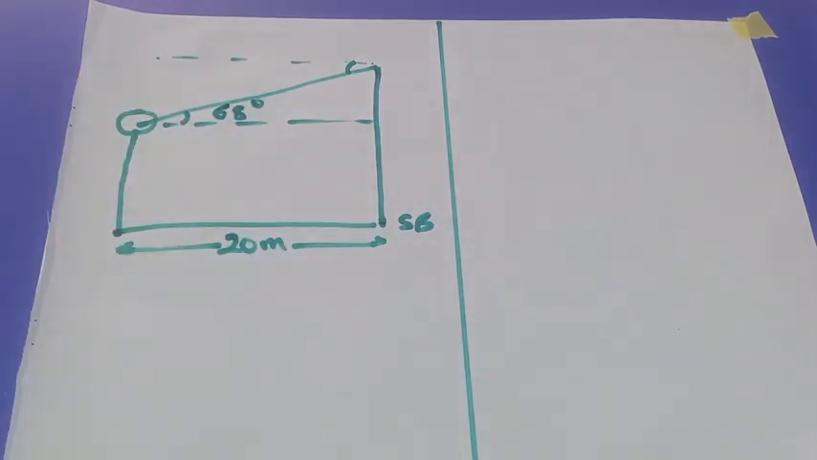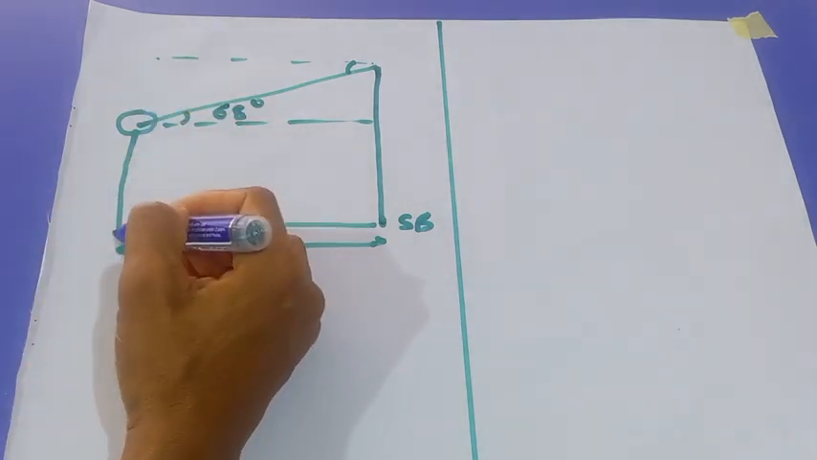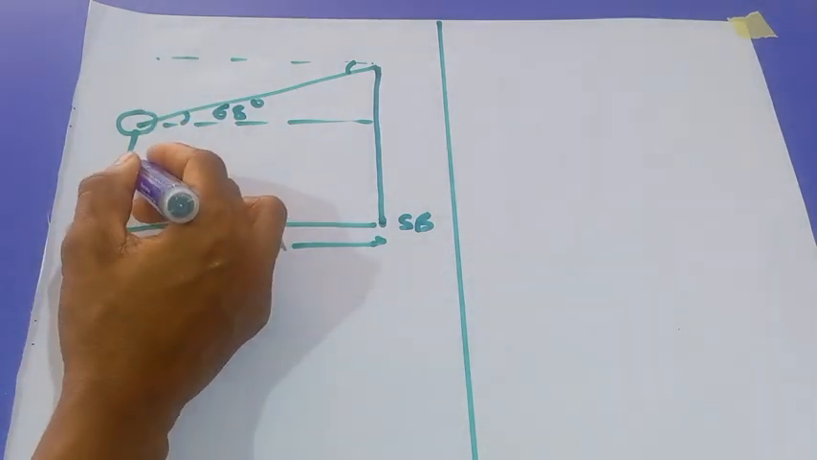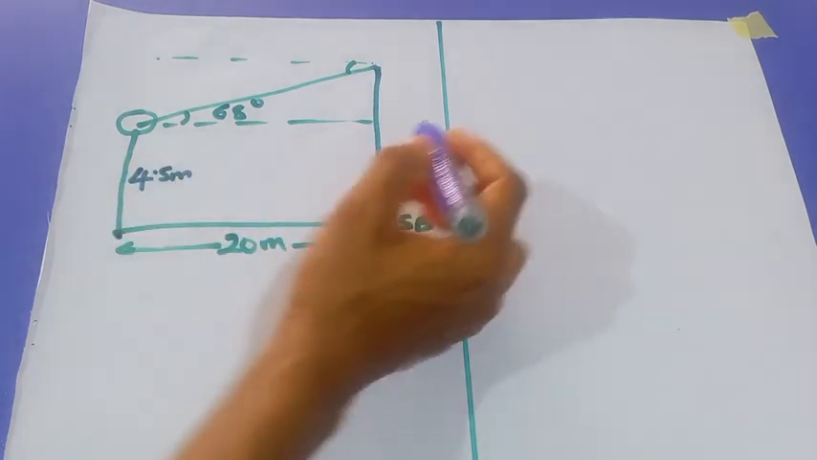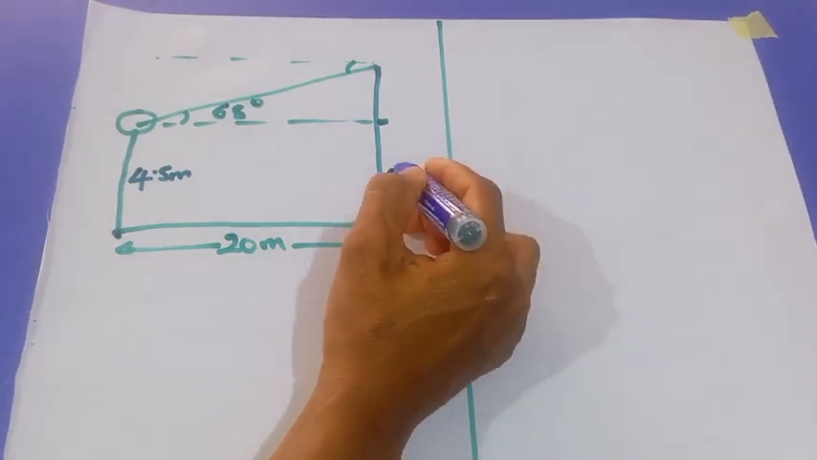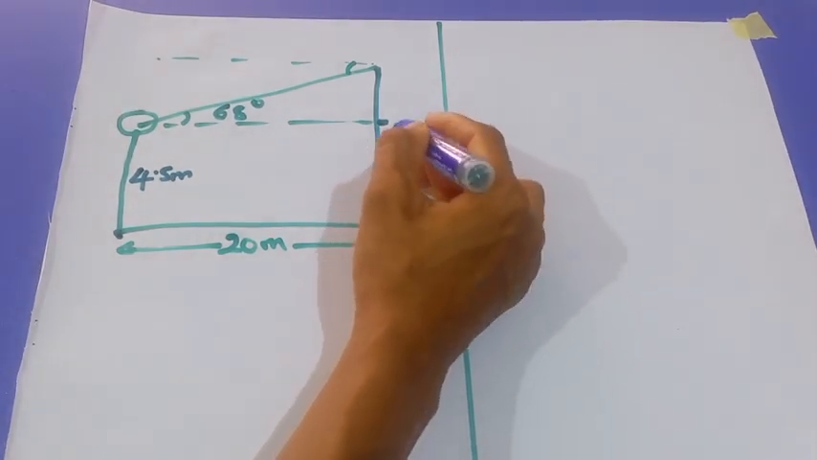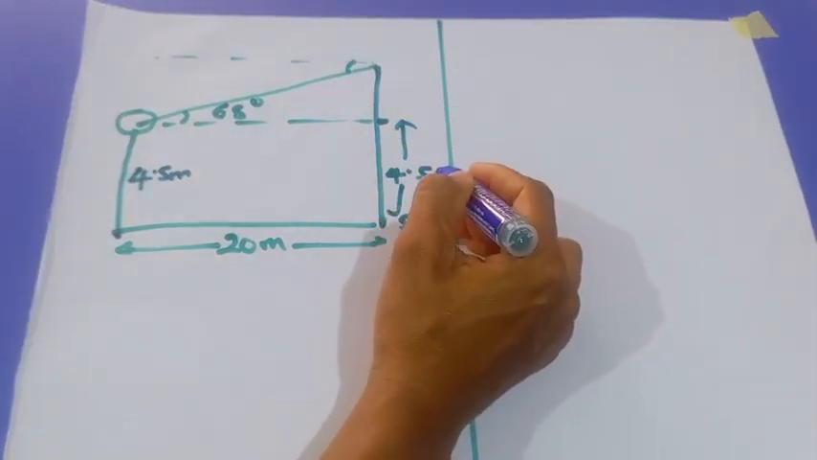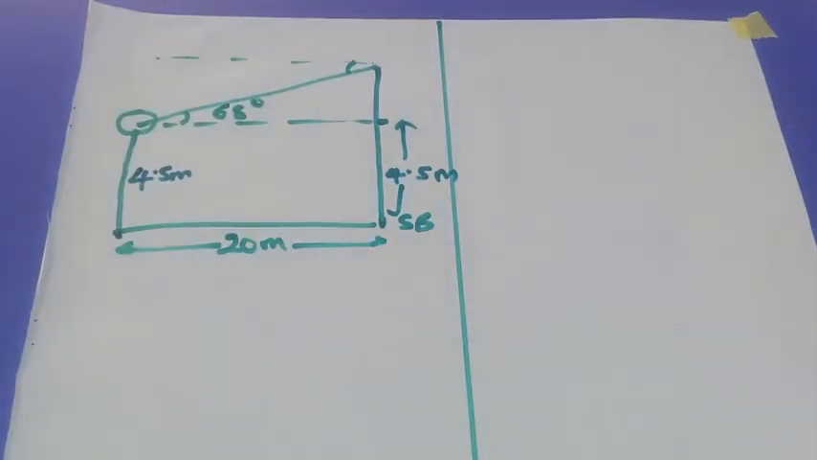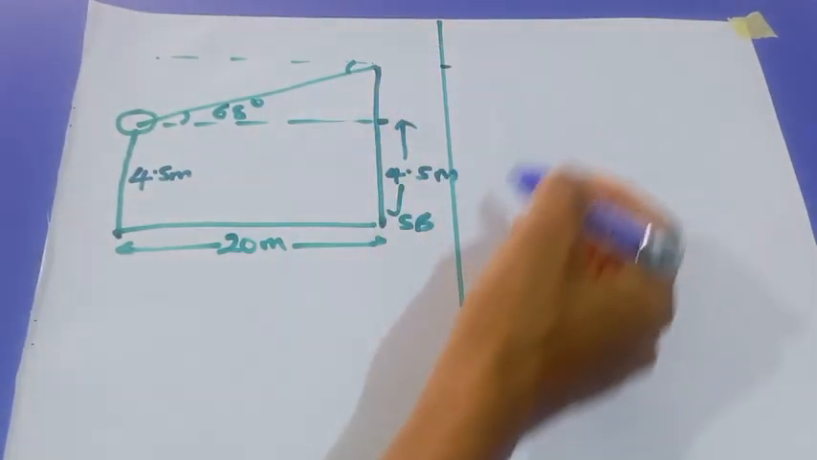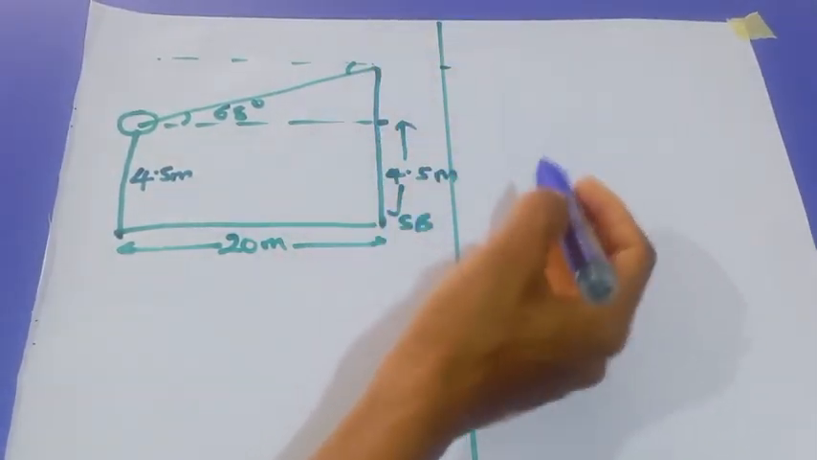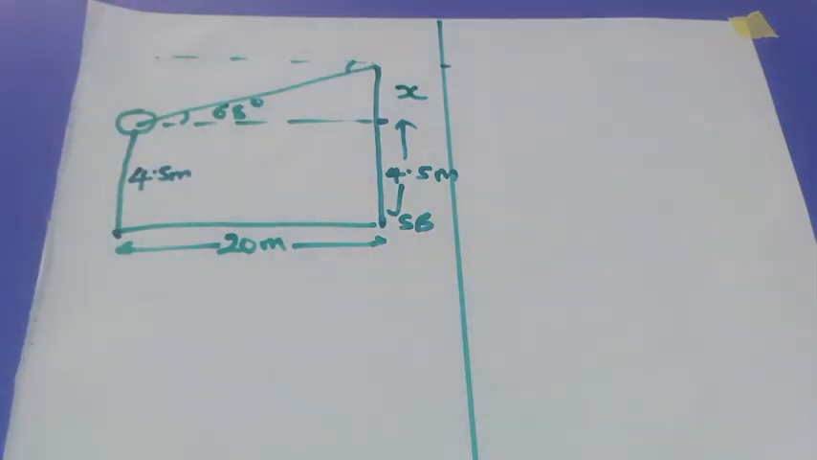Now, if the mango is 4.5 meters above the ground, it means that this is the ground and this is the mango. We have the height to be 4.5 meters. Therefore, from here to here is also 4.5 meters. You put the diagram. Then what are we looking for? Height of the storey building. From here to this point is the height we are looking for. So we have to find x.